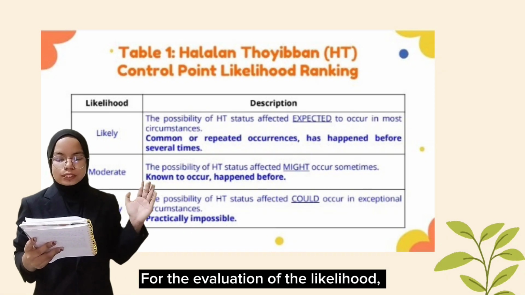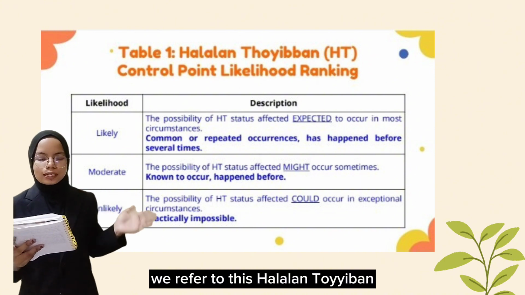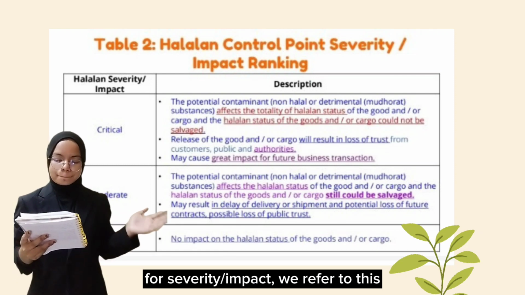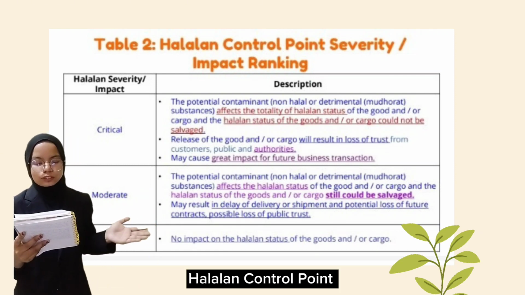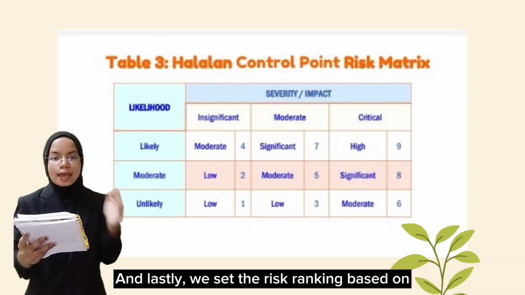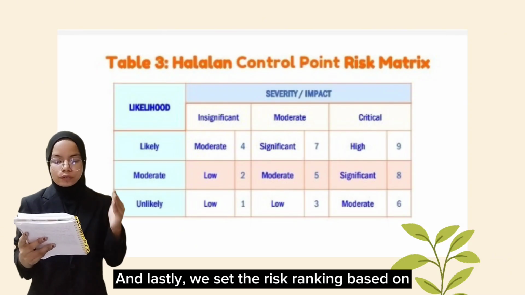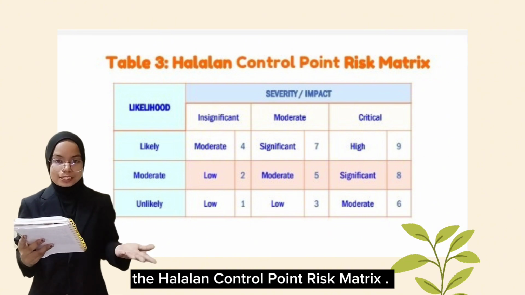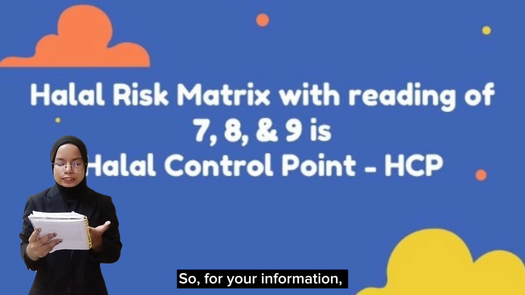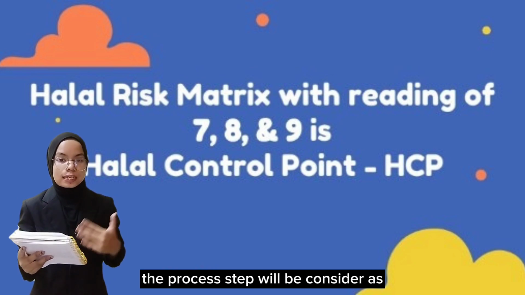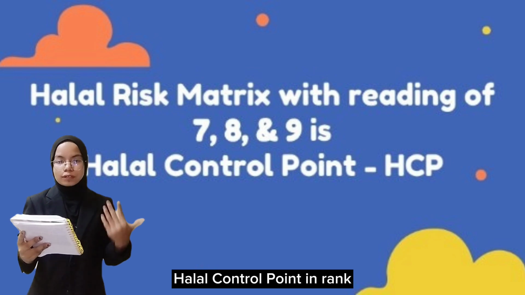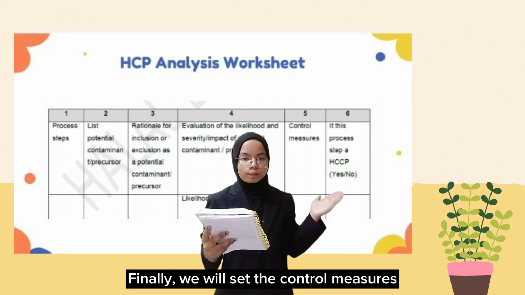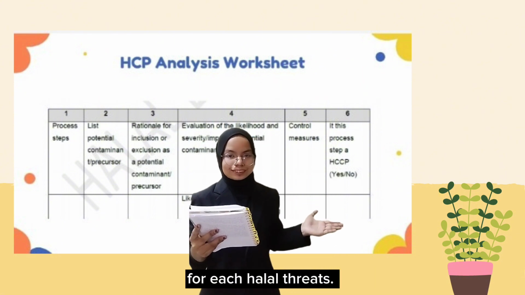For the evaluation of the likelihood, we refer to this halalan thayyiban control point likelihood ranking, and for severity impact, we refer to this halalan control point severity impact ranking. And lastly, we set the risk ranking based on the halalan control point risk matrix. For your information, the process step will be considered as halal control point in rank 7, 8, and 9. Finally, we will set the control measure for each halal threat.